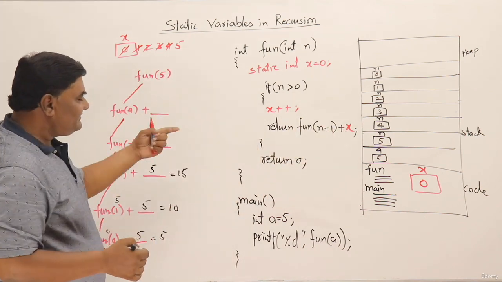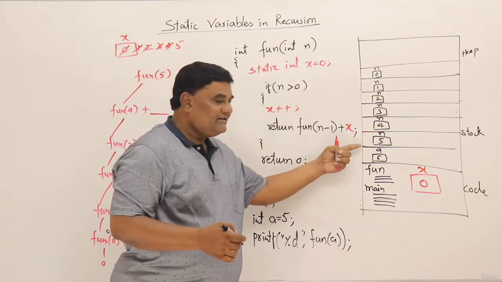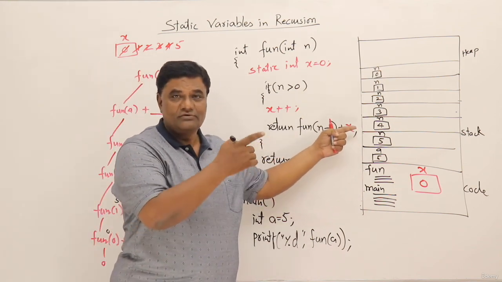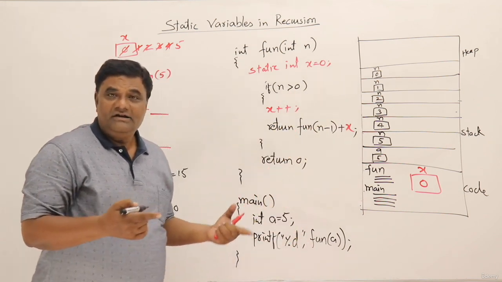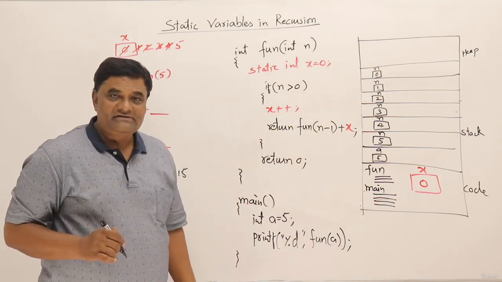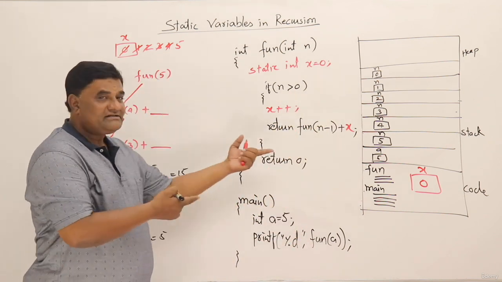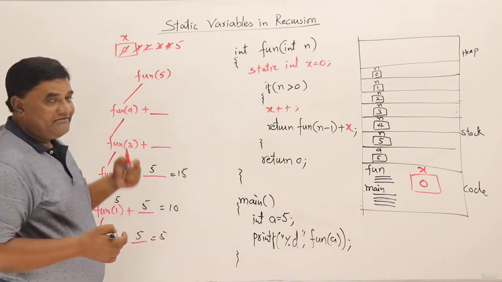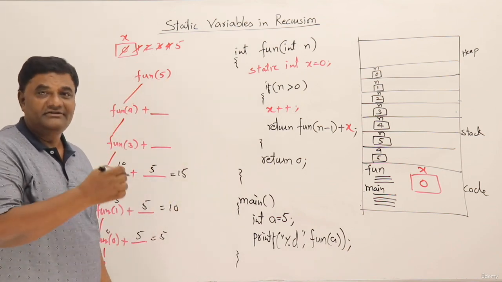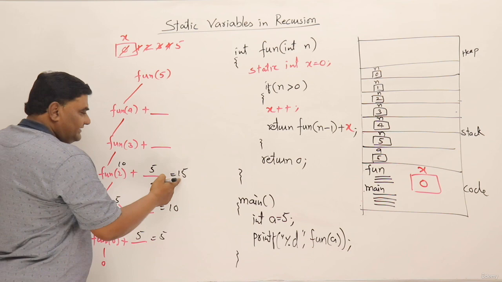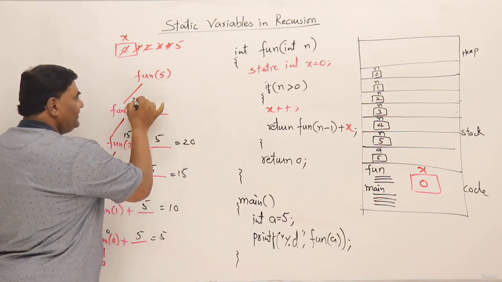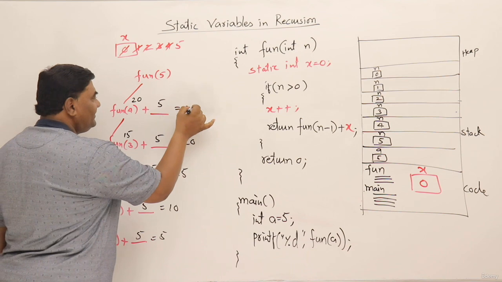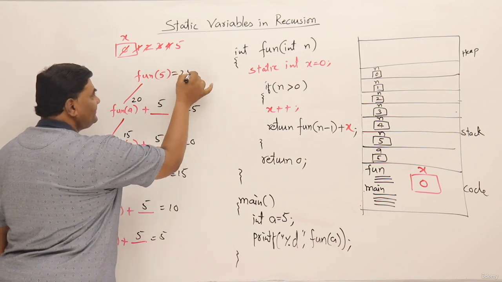See, in the previous example, we were adding n. So n was having its own value in each call. So those values were used. But now there is only one single copy of x. So each call will use that same copy, and right now it is having value 5. So that same 5 is utilized by all. So this result is 15 plus 5. So this is 20. Then 20 plus 5 is 25. So the result of this function is 25.